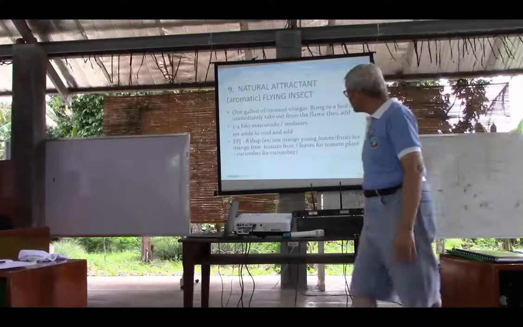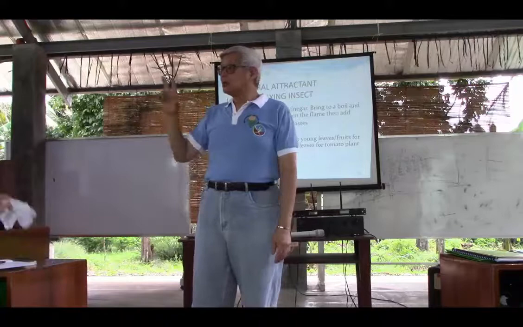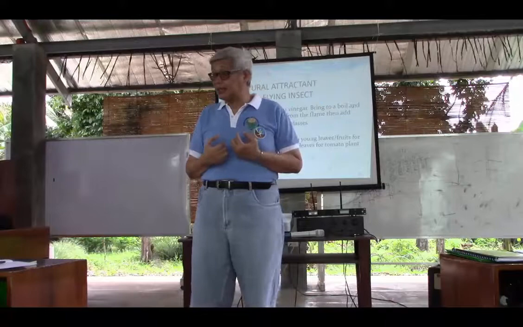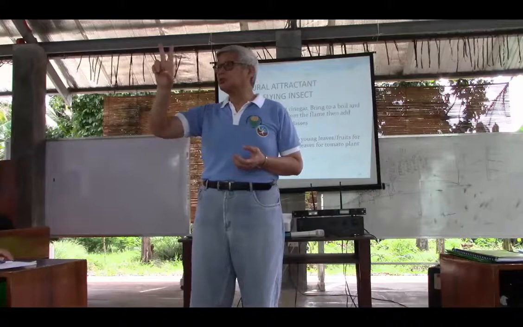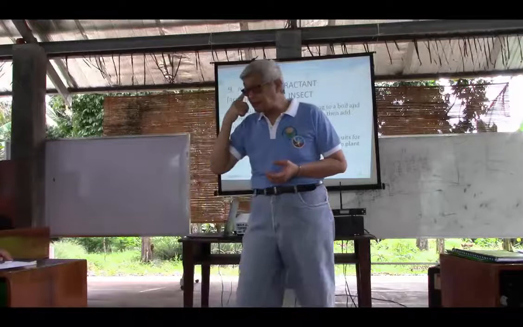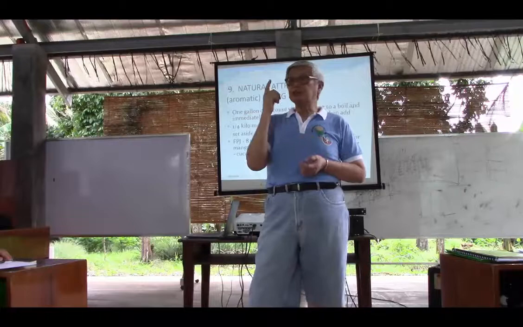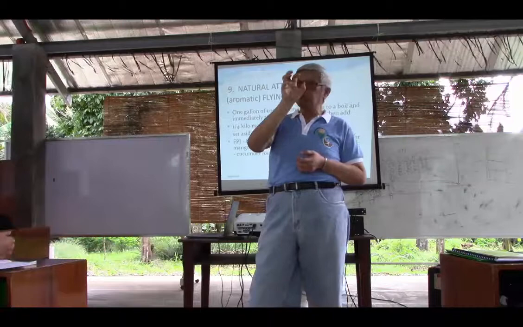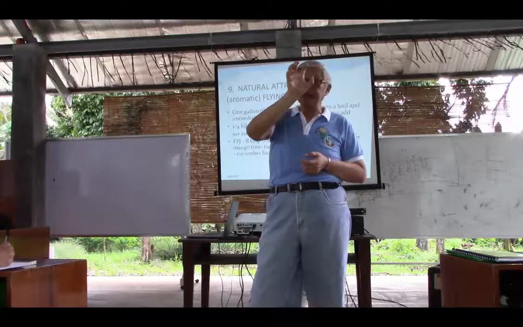Okay. Now, this natural attractant means to attract. Okay? Now, how do you attract insects? You attract the senses of the insects that you want to attract. One is the sense of sight, the other one is the sense of smell. The eyes of the insects, the black eyes, are huge. Big size, black eyes. Okay?